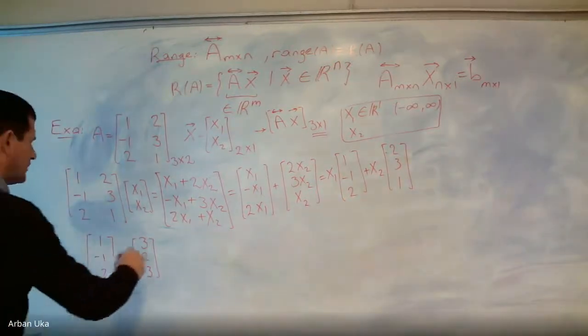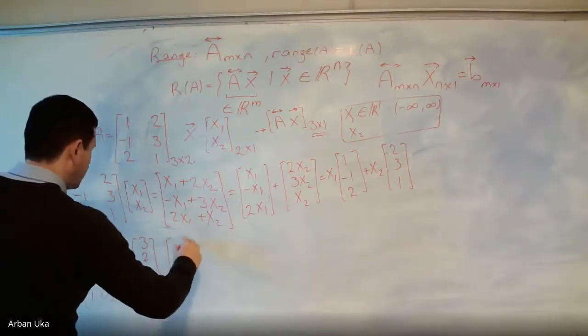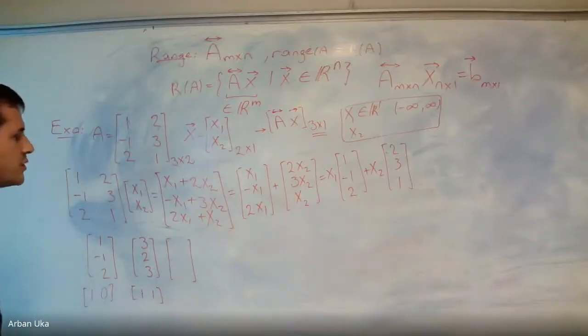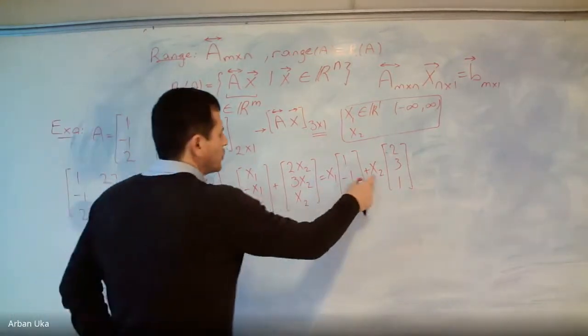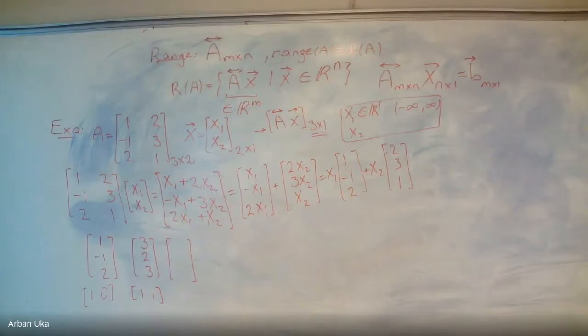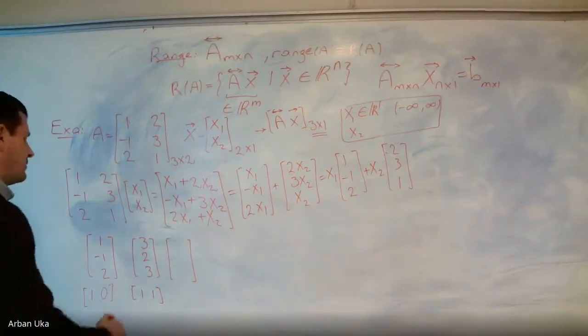Think about this one. Yes, it is still in the range. Why? 1, 1. Which means that if we add up these two columns, we get this value. What about 5, 5, 5?